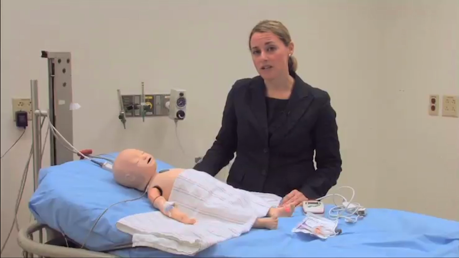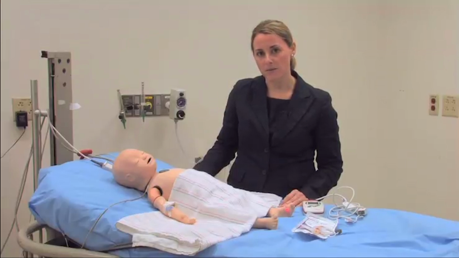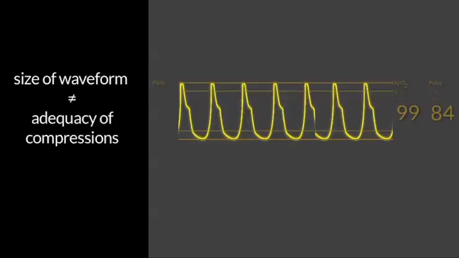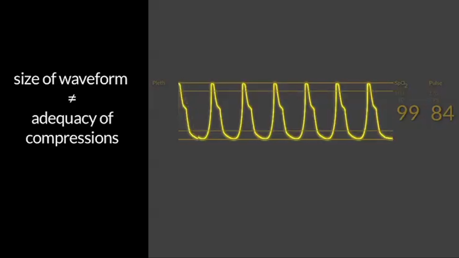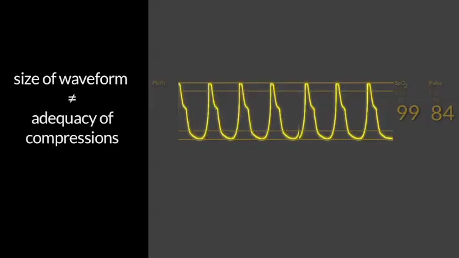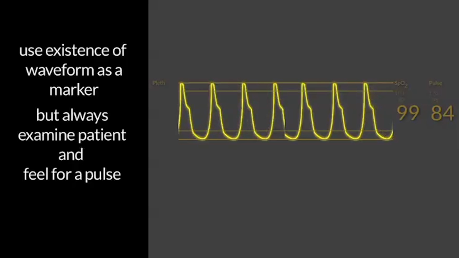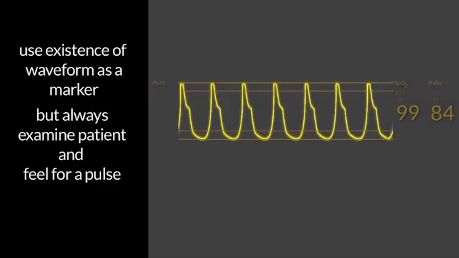Additionally, as you're doing chest compressions in this patient, you can often see adequacy of chest compressions by taking a look at your pulse waveform. But note that the size of the waveform does not indicate adequacy of chest compressions. You can actually use the waveform as a marker, but always examine the patient and feel for a pulse. So this concludes the video on pulse oximetry.